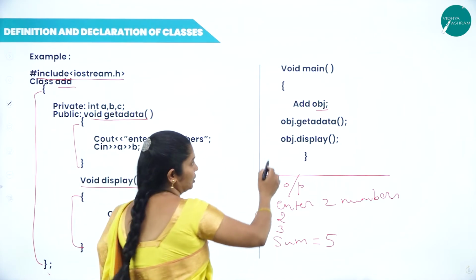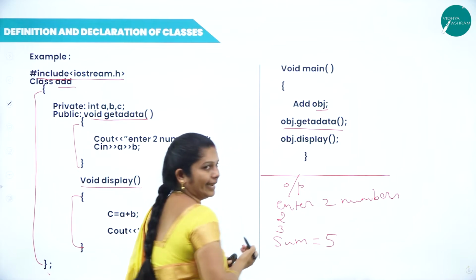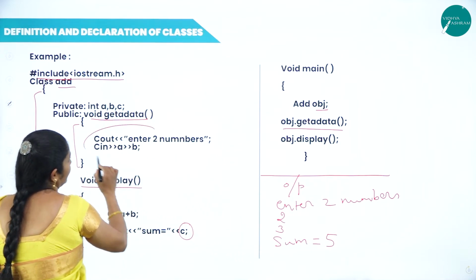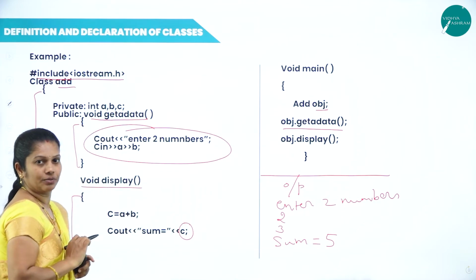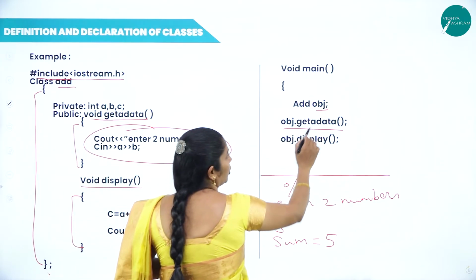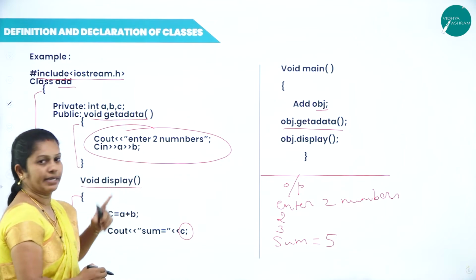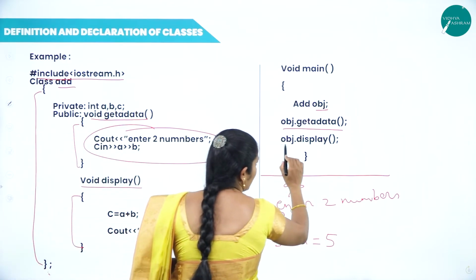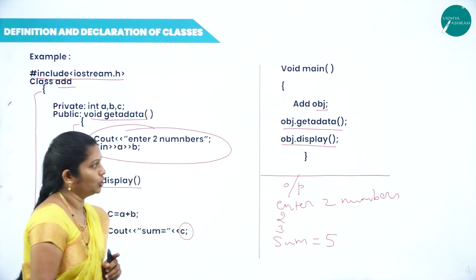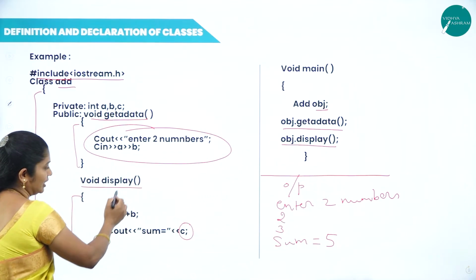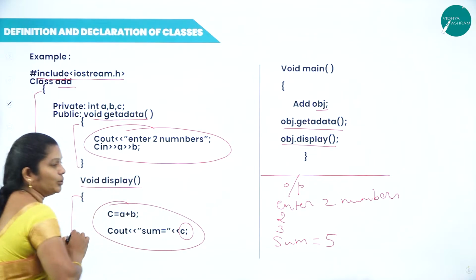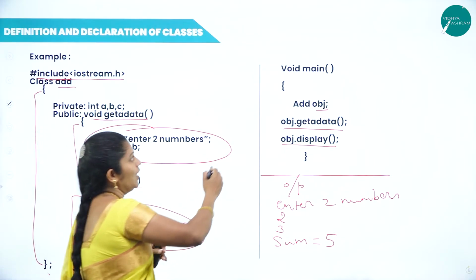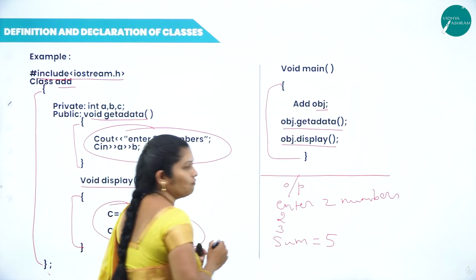Then to call the function, you have to write object.getData. If you write that line, then this part here will go to execute. That is object.getData, then this particular part will execute. Then object.display function. When you call object.display, whatever is in the display function will execute. Now is it clear? Then finally we are closing the main program which you opened.